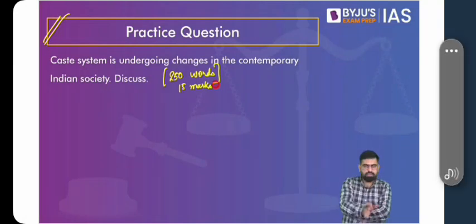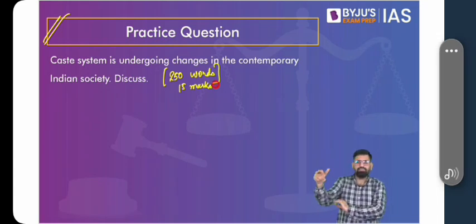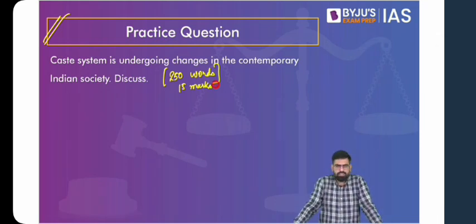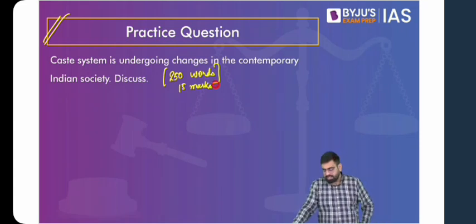What you can do is, you can take up the features of caste system and discuss them one by one, and also briefly mention in the introduction the factors that have been responsible for bringing about this change. Also, this gives you a fair idea. Yes, continuity has to be a part of this.